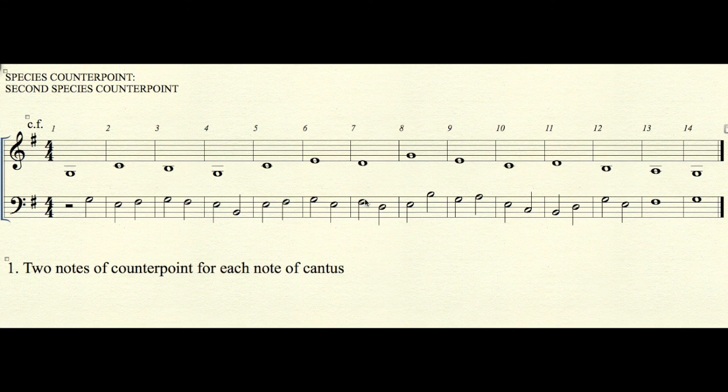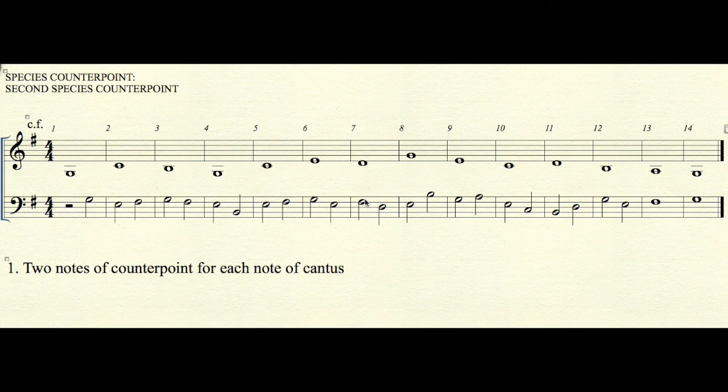Second species counterpoint, rule number 1. There are 2 notes of counterpoint for each note of cantus. Notice in this example, the cantus firmus is on the top, the counterpoint is written below.